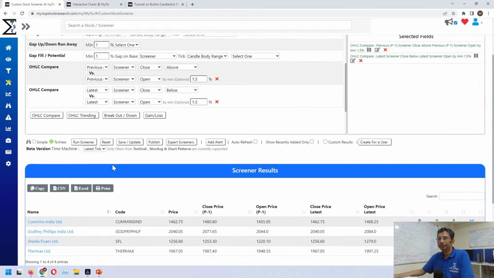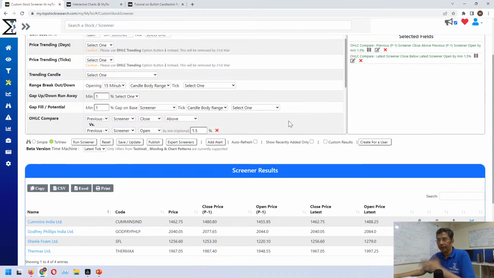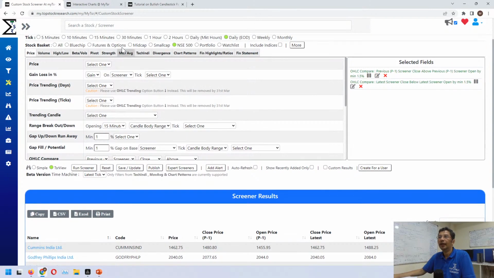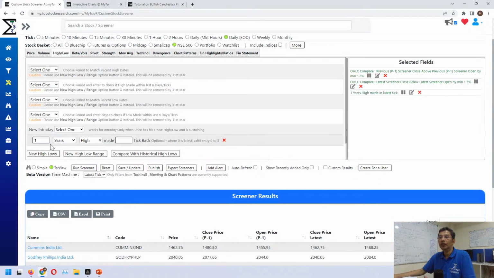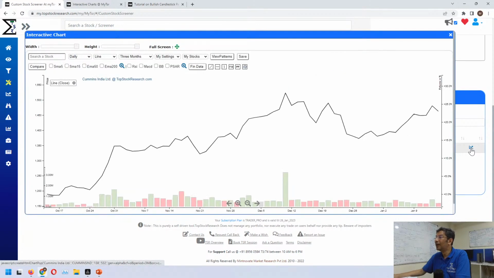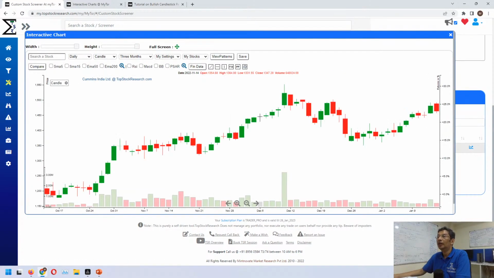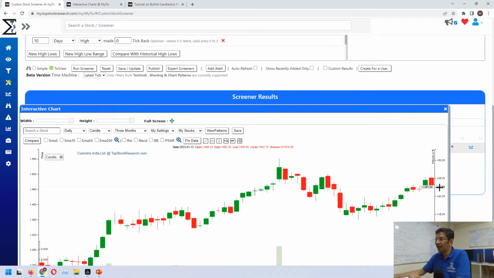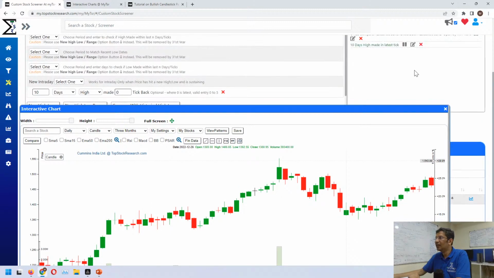Now, how do we make it good? What you do is see whether it is at the top. So go to new high lows, maybe 10 days high. This one looks like a better candidate, purely from the theoretical perspective. So it has gone up. So the conditions that we have added are three: the previous candle, the latest candle, and the high lows comparison.